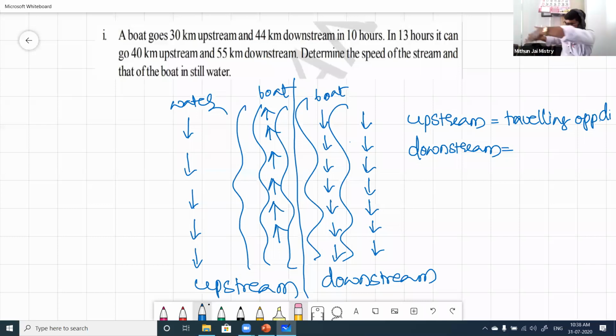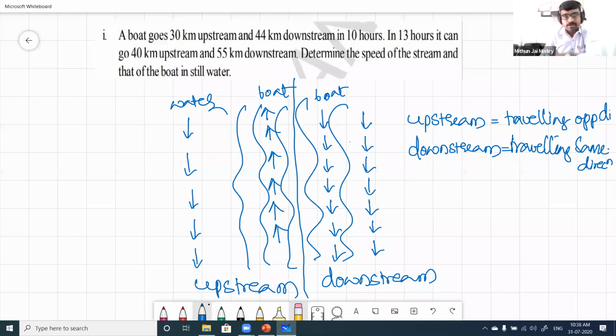And if the water is flowing like this and the boat is coming from the opposite direction, then we call it upstream. So downstream means what? Traveling in the same direction. So from this, we should try to understand some more things also.